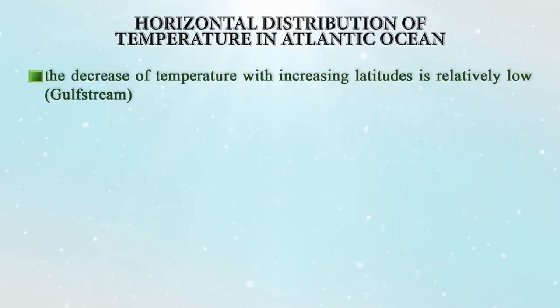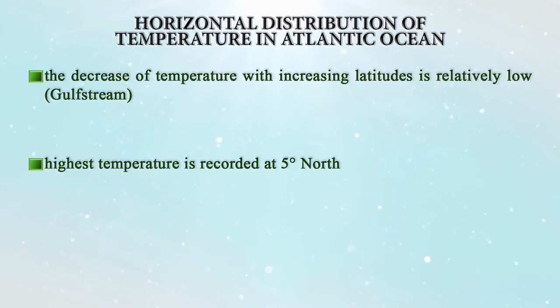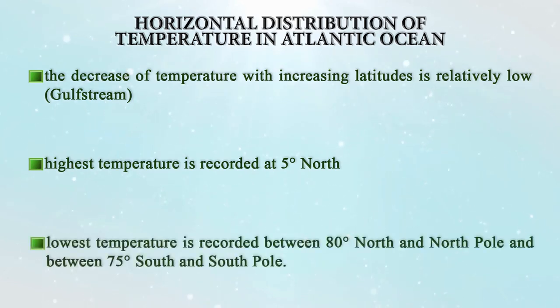Now we see the horizontal distribution of temperature in the Atlantic Ocean. The Atlantic Ocean is affected by a warm ocean current like the Gulf Stream, due to which the decrease of temperature with increasing latitudes is relatively low in the Atlantic Ocean. Highest temperature is recorded at about 5 degrees north latitude, and lowest temperature is recorded at about 80 degrees north latitude and the North Pole, and between 75 degrees south latitude and the South Pole. We will study these with the help of a figure also.